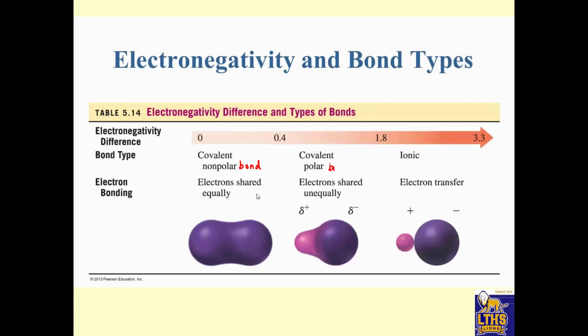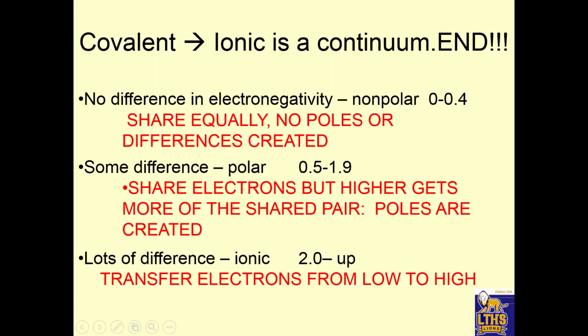A covalent polar bond is this electron cloud, but this atom over here is pulling on the pair of shared electrons more than this atom. So this atom's kind of negative because that electron density is closer to its side of the bond, and this atom's kind of positive. Electrons are equally shared for a nonpolar bond, unequally shared for a polar bond. But then an ionic bond is when the atom that has the stronger pull on electrons pulls the electron away from the atom that has a lower electronegativity, and you get positive and negative charged ions, and that is an ionic bond.